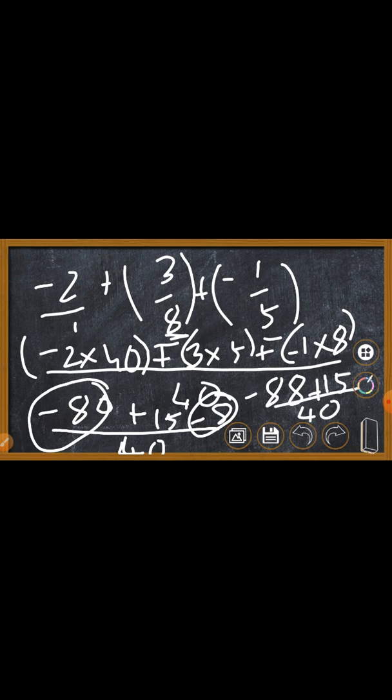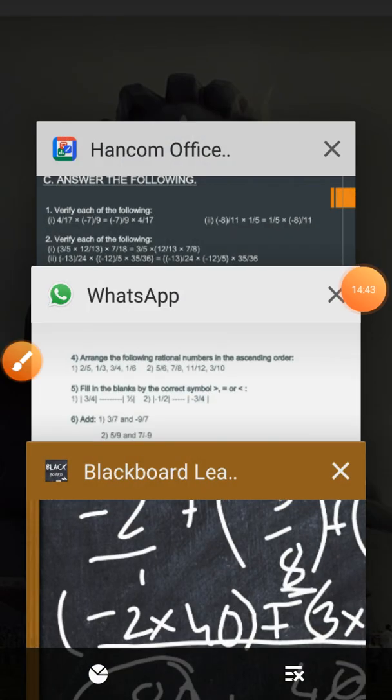It is looking a bit clumsy, but please concentrate. So what is -88 plus 15? You are subtracting. 8 minus 5 is 3, 8 minus 1 is 7. The final answer will be in minus, because there are different signs, here it is minus, here it is plus, so you will subtract. Since the bigger number has a minus sign before it, the final answer will also be in minus. So your answer will be -73 by 40. This is what you're supposed to do.